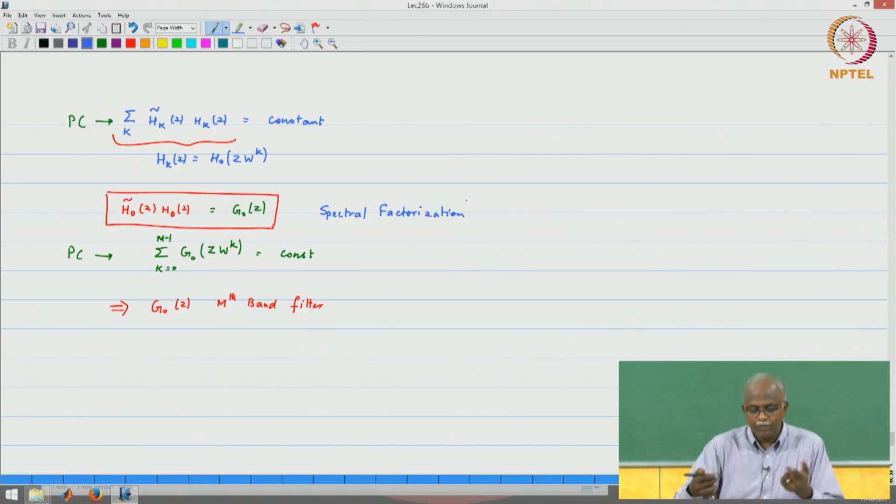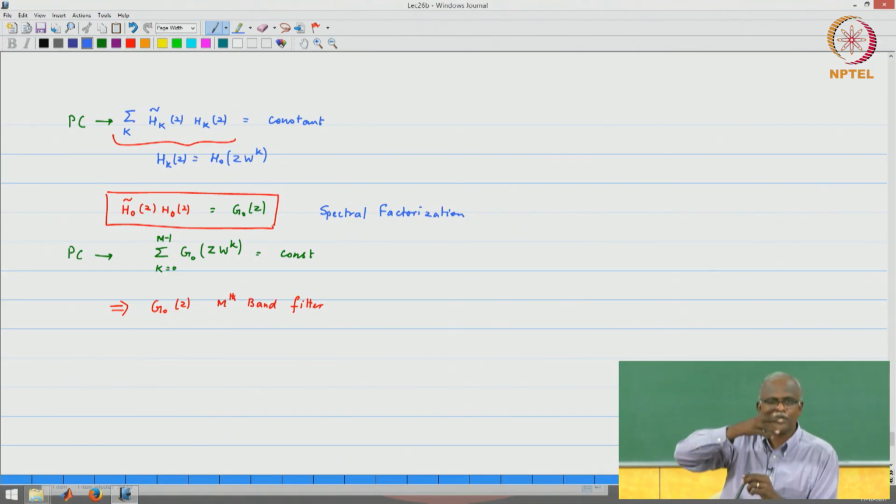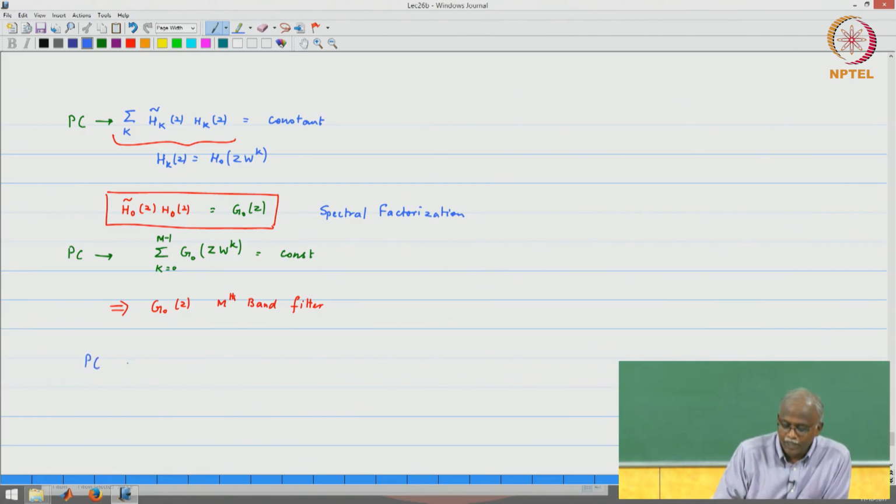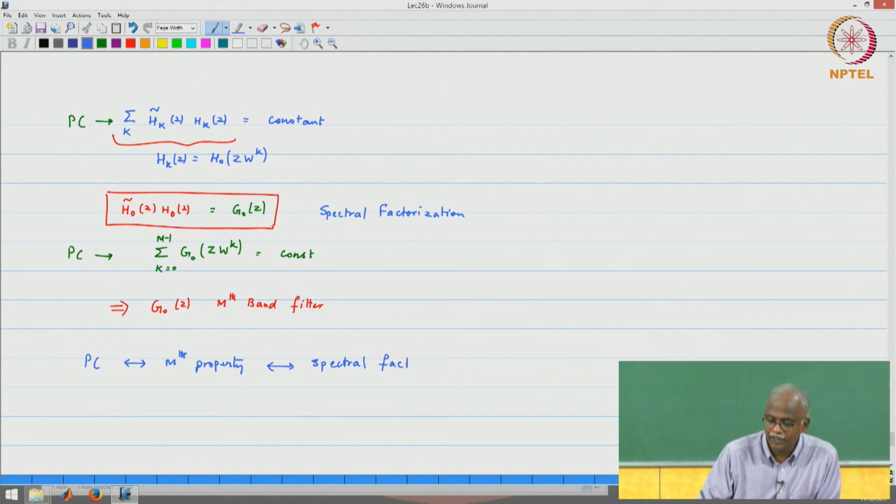So, design an mth band filter, take a spectral factor, I will give you a set of power complementary functions, because all the DFT shifted versions are power complementary. Now, mth band filter has a very unique property, that one of its polyphase components is a constant, and other things. Okay. But a very interesting interplay seems to be present between the following conditions: power complementarity, mth band property and spectral factorization. So, there is a very interesting interplay of these three elements.